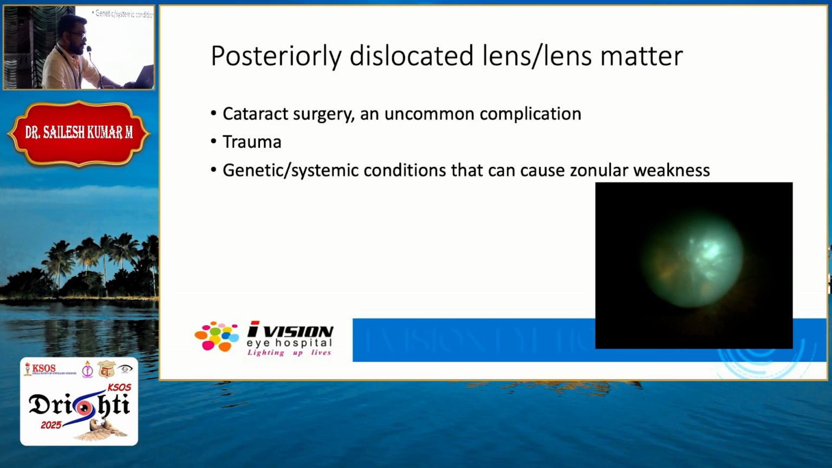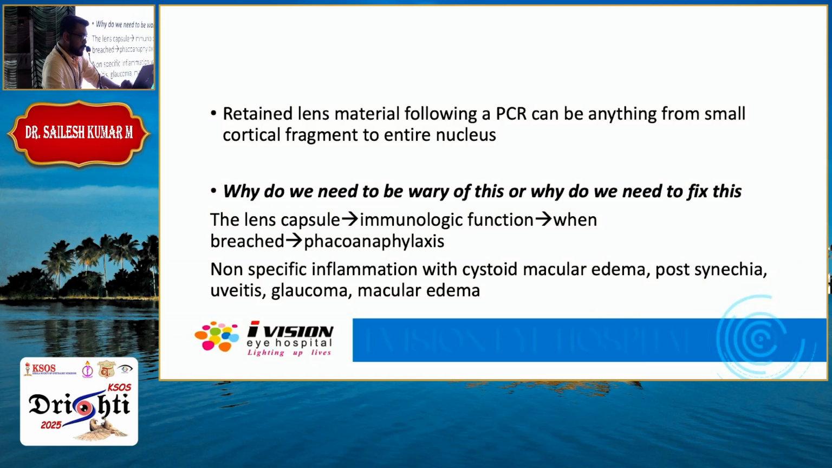It can also happen after blunt trauma. Blunt trauma can cause the whole lens to dislocate posteriorly into the vitreous, and other genetic or systemic conditions can cause zonula weakness. So, retained lens material following a PC rent can be anything from a small cortical fragment to an entire nucleus.